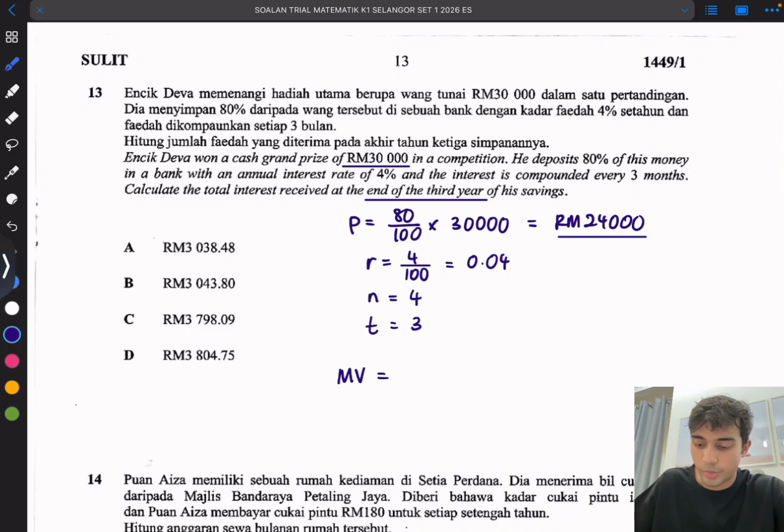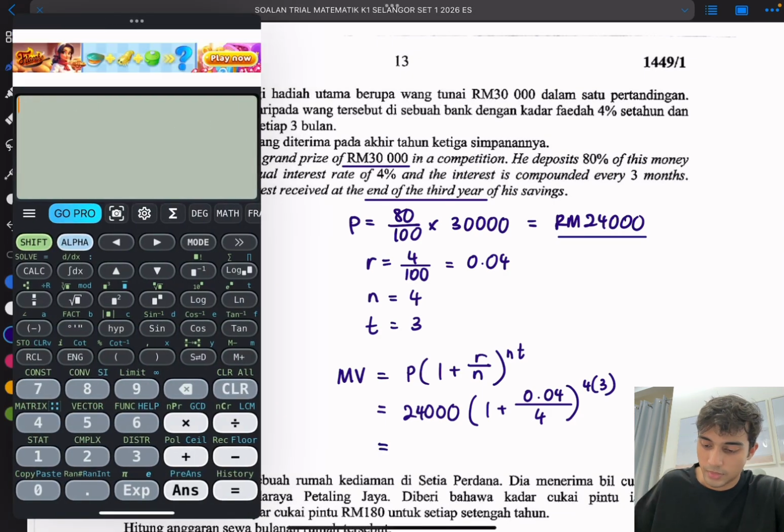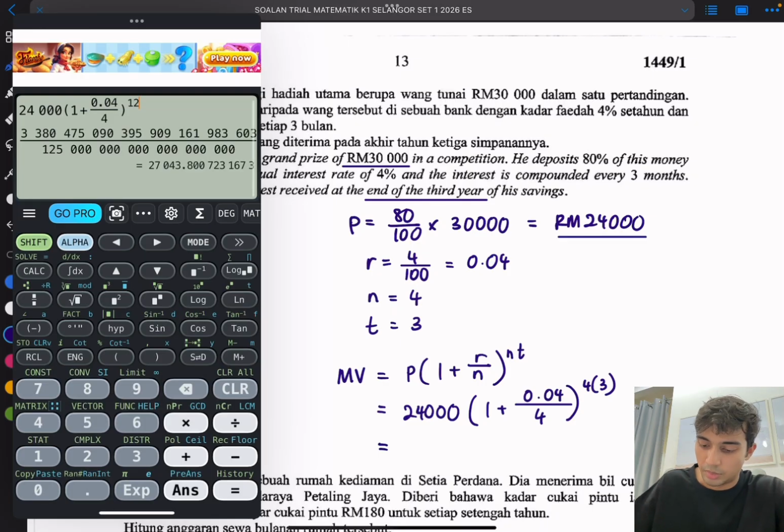So the formula for compound interest will be P times (1 plus R over N) power NT. So principal is 24,000. R is 0.04. N is 4. T is 3. 24,000 power 4 times 3 is 12. So his matured value is 27,043 ringgit and 80 cents.